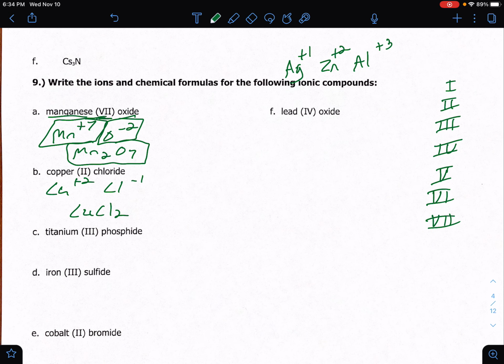Okay, titanium III phosphide. Titanium is Ti, and that 3 is going to be a +3 charge. Phosphorus is going to be P with a -3. Those numbers already match, so all I have to do is put them together. So that becomes TiP.